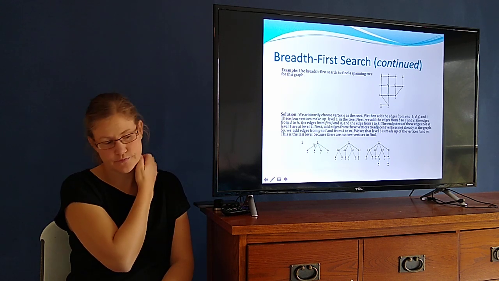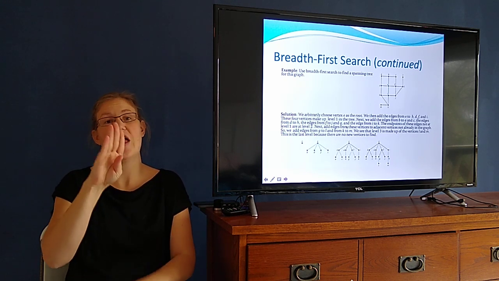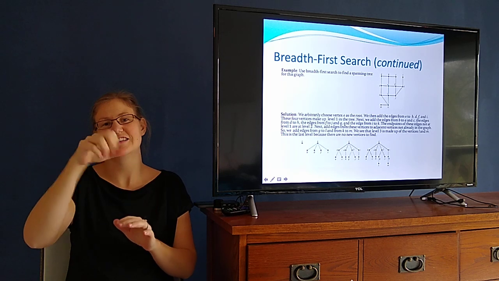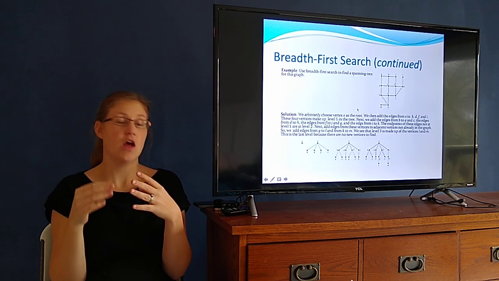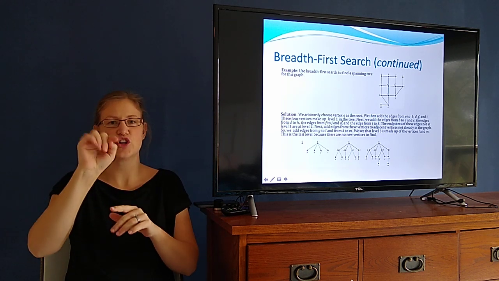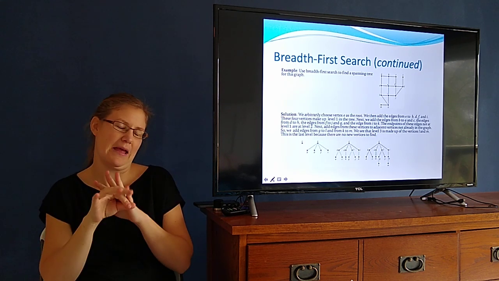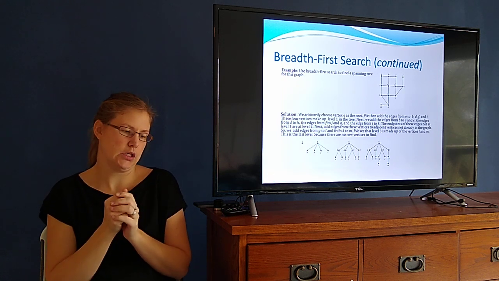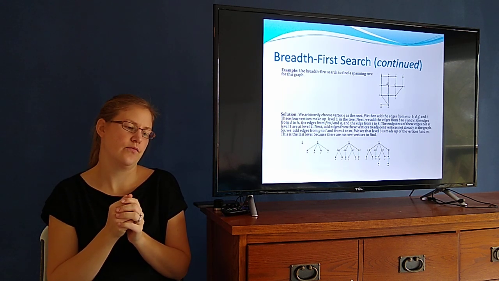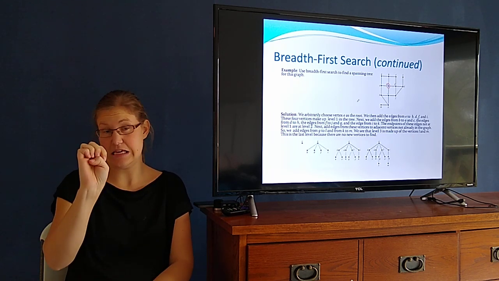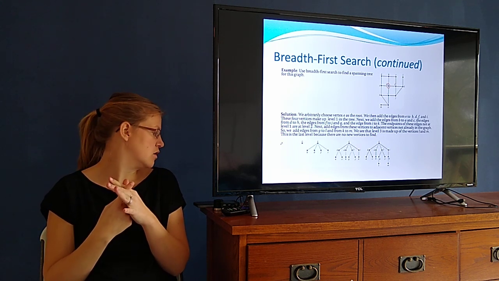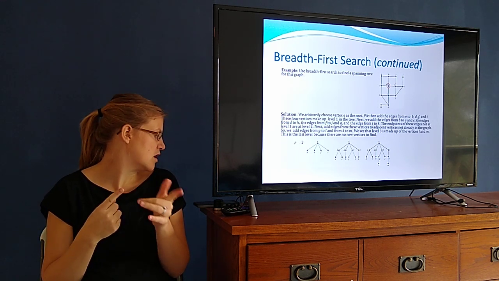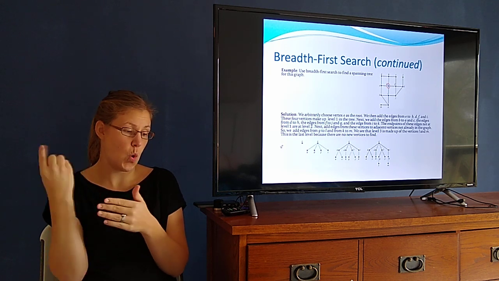Okay, so use breadth first search to find a spanning tree for this graph. We have this graph, and again, we arbitrarily choose a vertex, but it's not arbitrary here. Let's assume we chose vertex E as a root. So we start constructing a spanning tree by drawing only the root E.